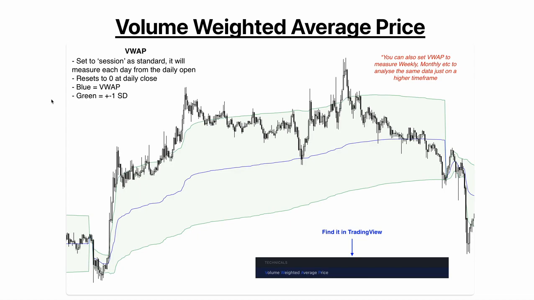So it looks like a moving average. The line in the middle, the blue line, is the VWAP. But it measures differently. It assigns more weight to trades with higher volumes. So a regular moving average focuses solely on the average price over a given time period, whereas the VWAP also includes the volume, making it potentially more powerful in certain instances.